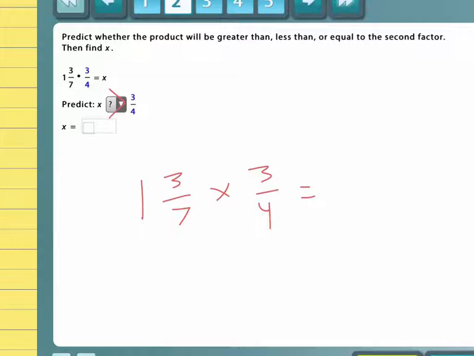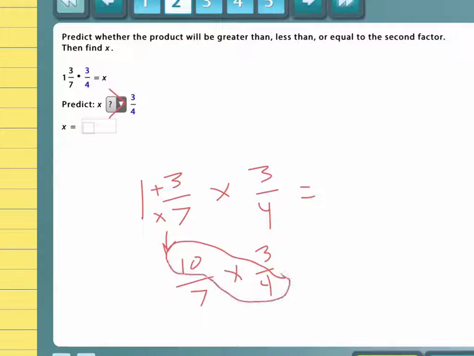First thing we're going to do is change this into an improper fraction. Parts times wholes plus parts. 7 times 1 plus 3 is 10, so this is 10/7, and we're going to multiply that by 3/4. I'm going to look for the slash here. I'm going to simplify 10 by dividing it by 2 to get 5, and simplify 4, dividing it by 2 to get 2. So you end up with 5 times 3, which is 15, and 7 times 2, which is 14. And that is an improper fraction, but that's going to convert to 1 and 1/14. So that is our product.